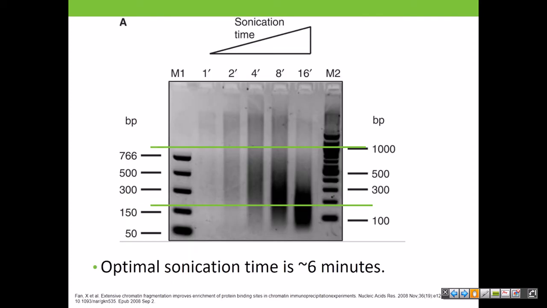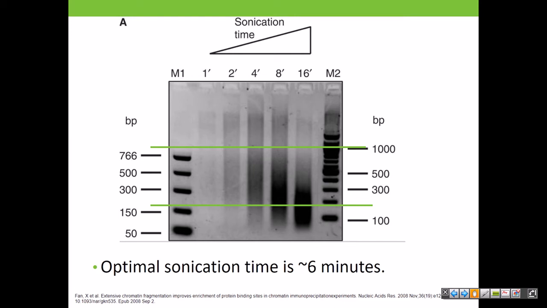So here is an example of a DNA gel where a sample was sonicated, and for 1 minute, a little bit was set aside, and all the proteins were removed, all the RNA was removed, only DNA. Then the sample was sonicated another minute for a total of 2 minutes. Set aside a little, then sonicated another 2 minutes. That's 4 minutes total. So basically sonicated 1, 2, 4, 8, and 16 minutes. Then the DNA was isolated and run through an agarose gel.